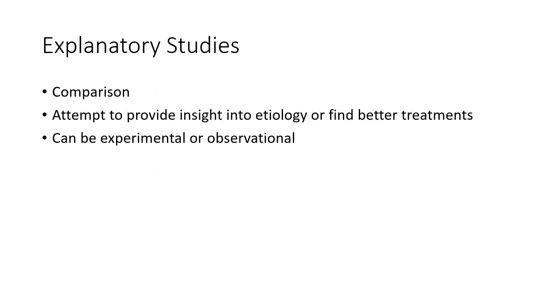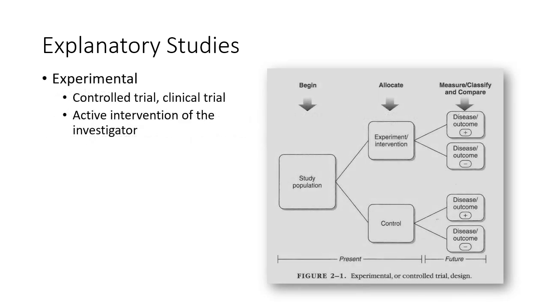Explanatory studies are going to be using comparisons. We're going to be comparing groups together to try to get a little bit more cause and effect out of this. As I mentioned, the experimental are going to get much more concrete conclusions about, yes, this caused this. If it's more observational, you're going to find that you may not be able to make that strong of a conclusion. So experimental, this is where we have things like controlled trials, clinical trials. Typically, this is where the investigator is having an active role in this.